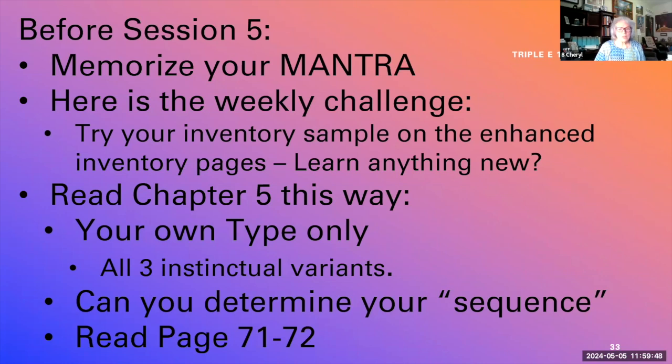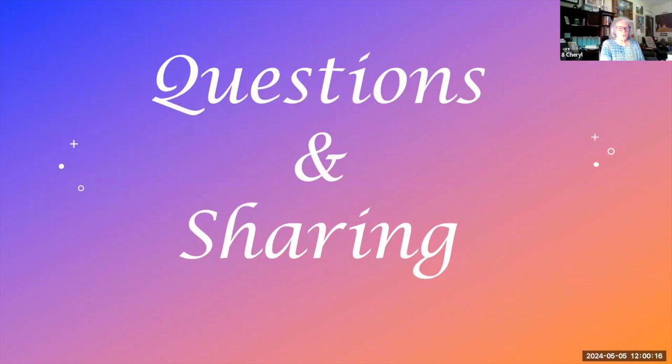But this is what I want you to do. Read your own type only, all 3 instinctual variants, but your own type only. It's way too much information if you read the whole chapter. Your head explodes. So just read your own type this week for sure. And then, can you determine your sequence? What is your dominant? What is your middle one? And then what's the repressed one or the lower one? So you have all 3 of them. Which one is dominant is the one we really want to look at. And then just read page 71 and 72. And that is it. So now we're open for questions and sharing, and I'm going to stop sharing.